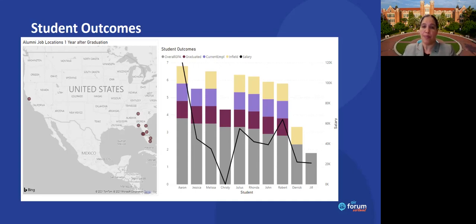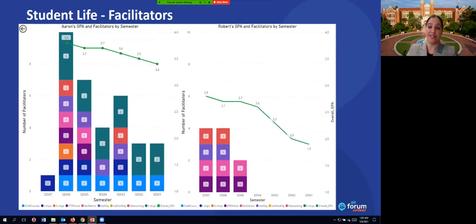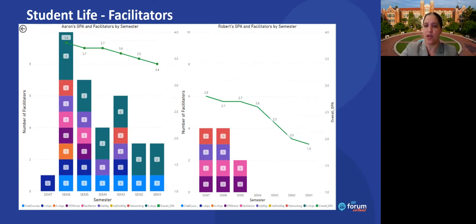But we want to know more, right? These are the outcomes. And now let's look a little bit deeper at the facilitators. So when we compared Aaron and Robert's facilitators by semester, we also added the GPA as a reminder to keep us on track of where they were academically in their performance. But let's check out Aaron, right?